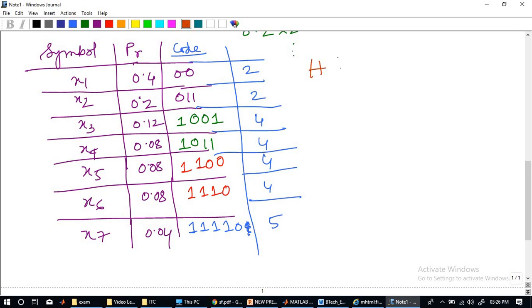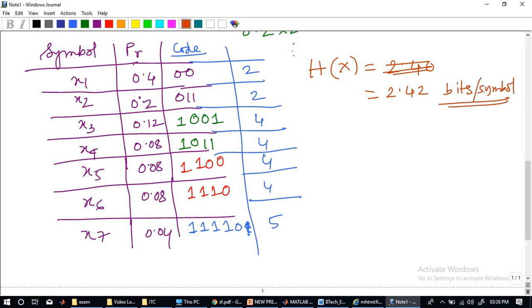Can anyone give me Hx? This value is not with me. Hx. 2.42. Okay. 2.42. Any units to it? Do we have any unit? Please be very careful about these units and all. Okay? Everything is very important.